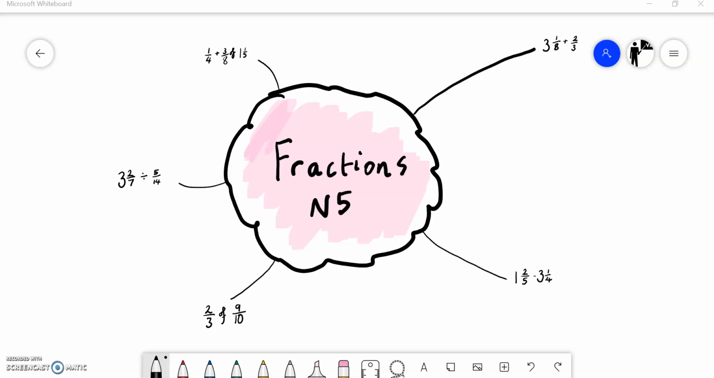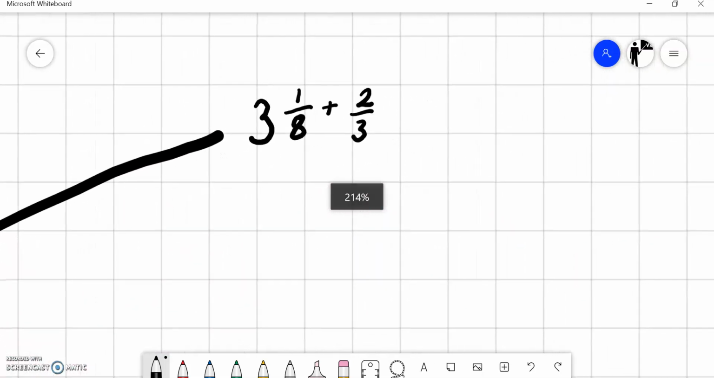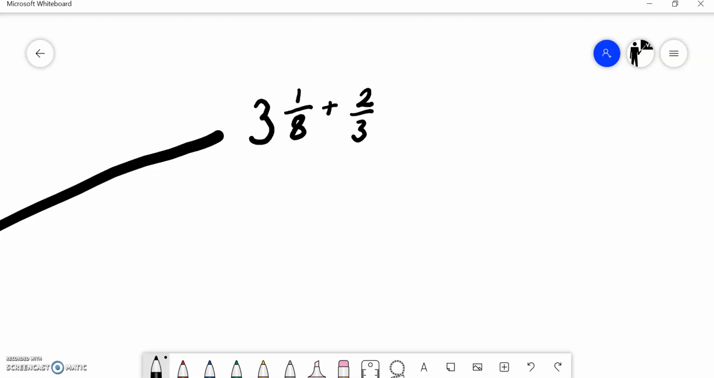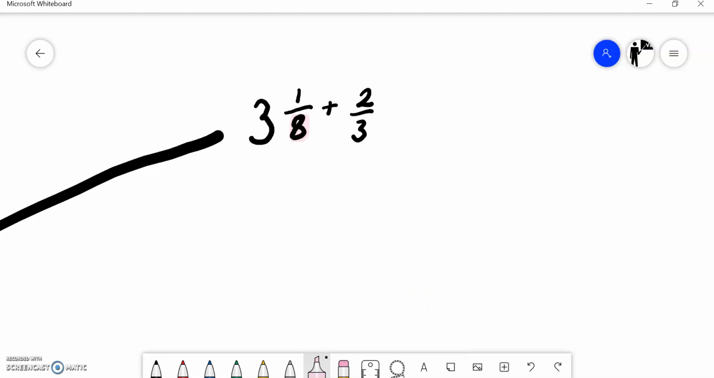Okay, so the first example is a problem involving addition. You need to remember that when we are adding and subtracting fractions, we need the same denominator. That's the most important thing. When we add and subtract, we need the same denominator. Hopefully, as you look at this, you can see that here our denominators are not the same. We've got eighths and thirds. So we're going to eventually want to make sure we have the same denominator.